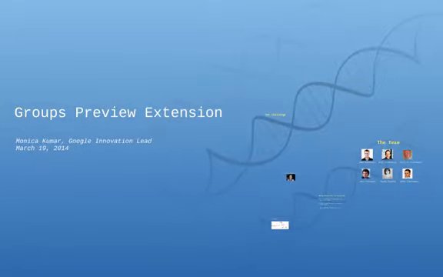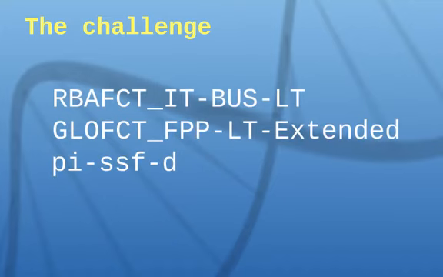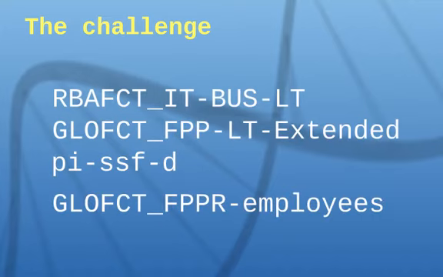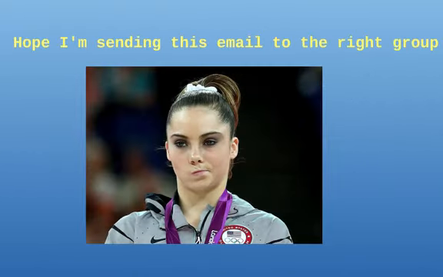Now, what we were trying to really solve is a common problem, and the challenge really is that we use distribution lists today that kind of look like this. So these are just some examples of lists that I personally use, and it's really hard to figure out who the members are of these groups just by looking at these names. And currently, Gmail does not give you the ability to look at the membership before you actually send the email. So it's a real challenge, and you can only hope that you're sending this email to the right group before you do.